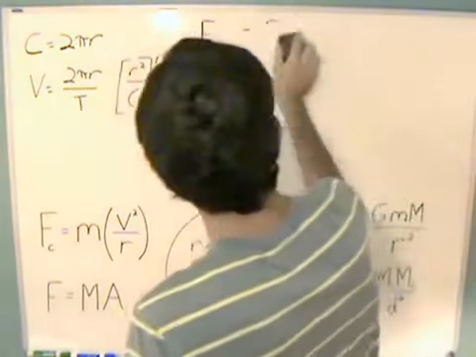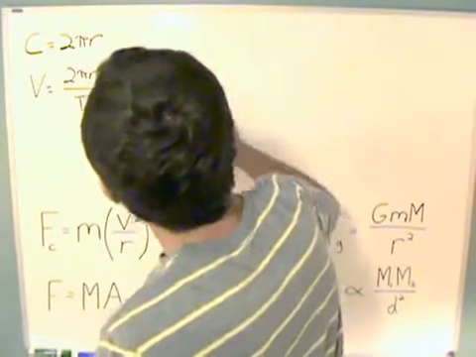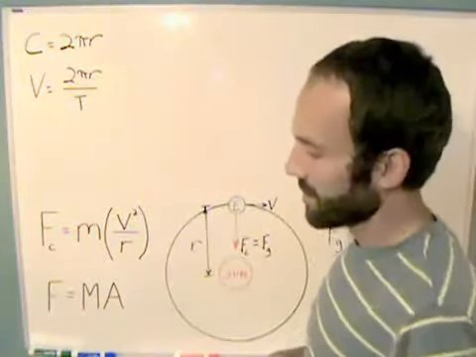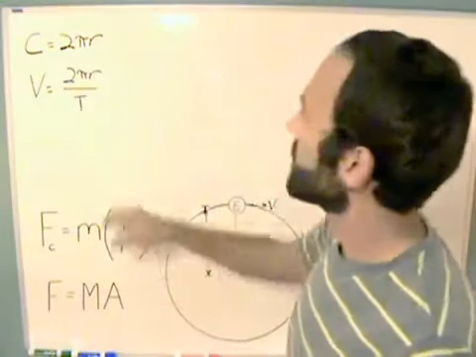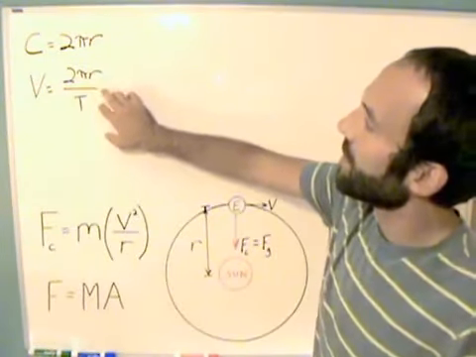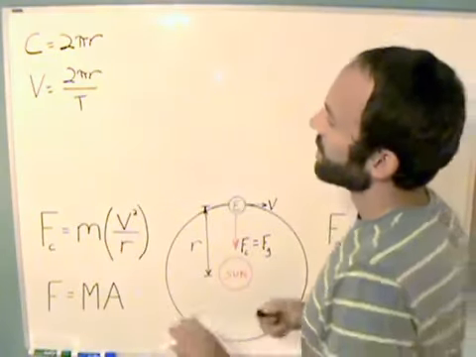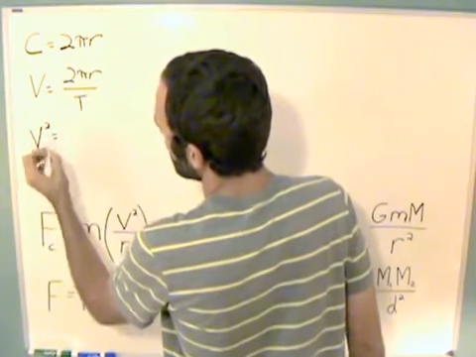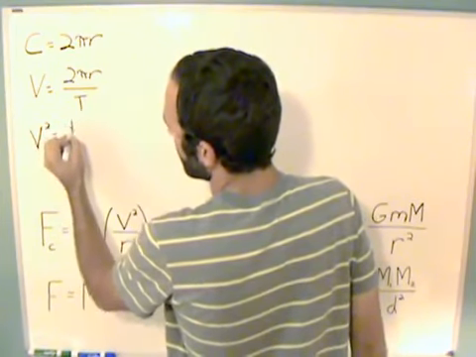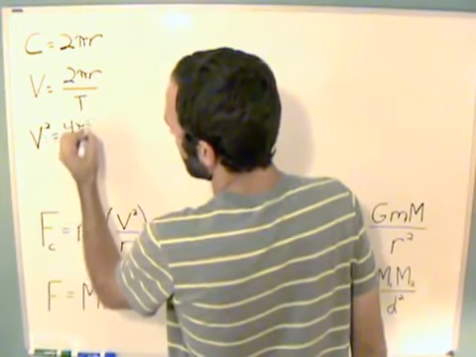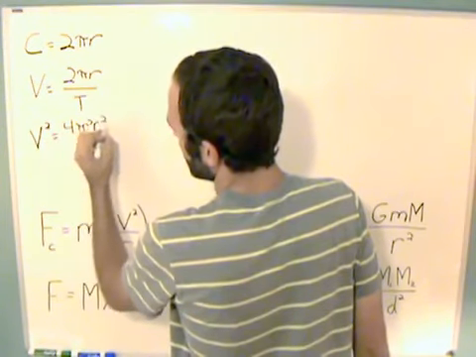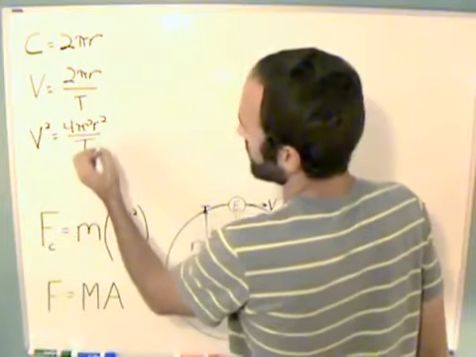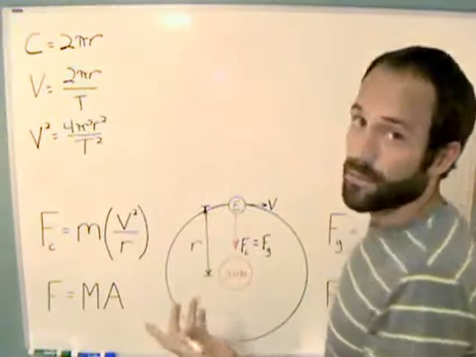Get that equation back up here. What people have realized though, is since V is actually equal to 2 pi r over the period, you can say V squared is equal to 4 pi squared times r squared over the period squared. See, it's just this times itself squared.